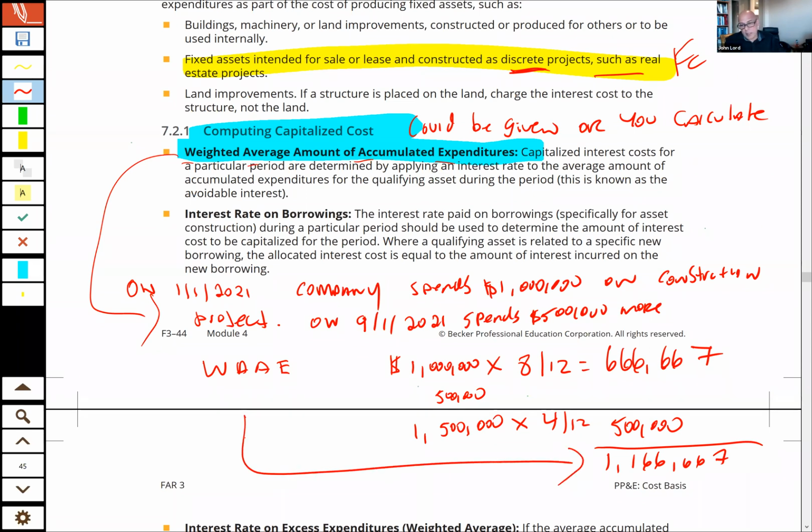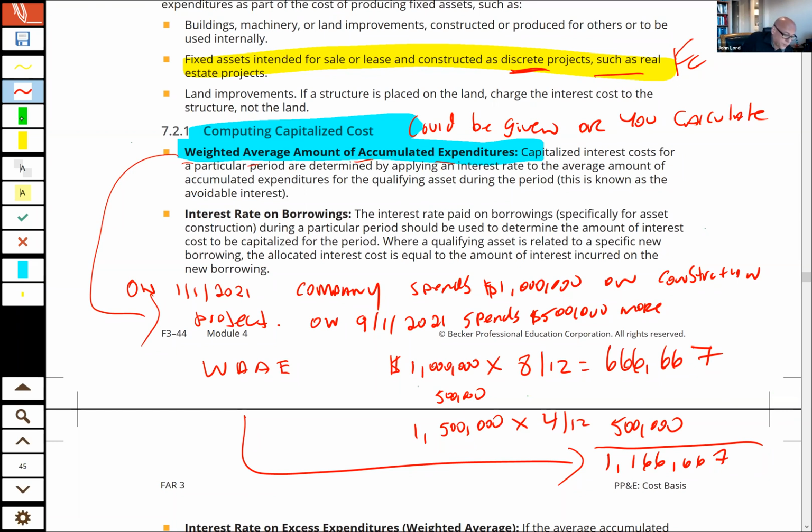Okay, now if they give you the weighted average of accumulated expenditure, then you're happy. You don't have to worry about anything at that point. You just take that number. If they give it to you the way we saw here, then unfortunately I'm going to have to sit here and, unfortunately, it's fun, right? This is why we became accountants, so we can do this kind of stuff. Then you're going to have to calculate it.